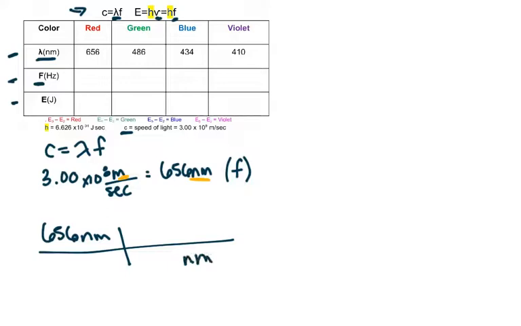So nanometers goes on the bottom, meters goes on the top. That's what I need to convert it into because that's what the speed of light is in. So for every 1 meter, I have 1 times 10 to the 9th nanometers. So a lot of nanometers. So I'm going to take my 656 and divide it by 1 times 10 to the 9th power, which gives me 6.56 times 10 to the negative 7 meters. So that's the number I'm now going to use in my equation.